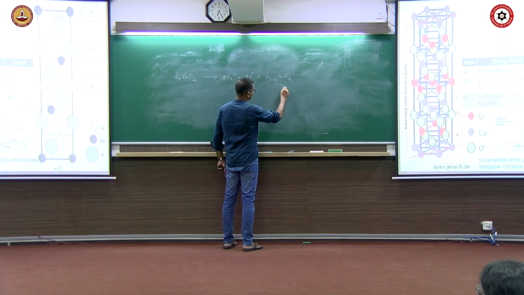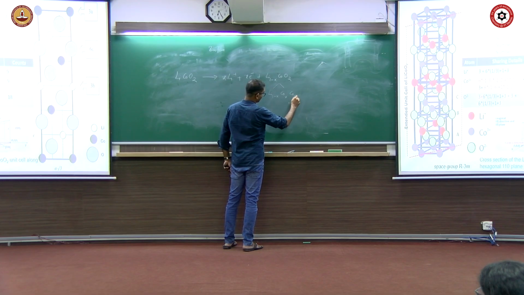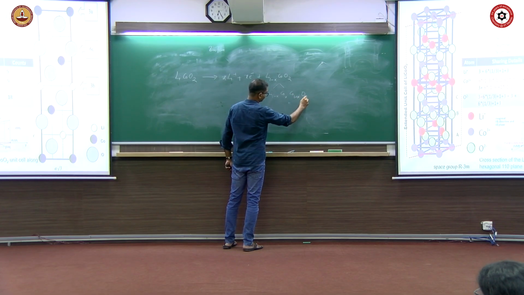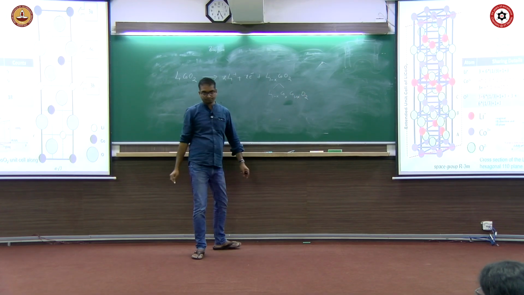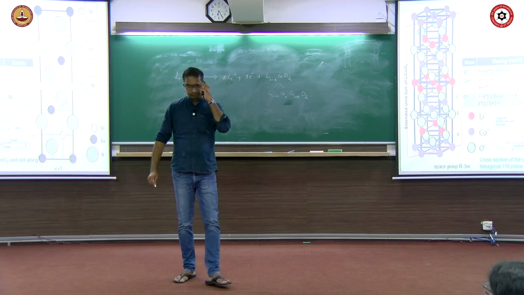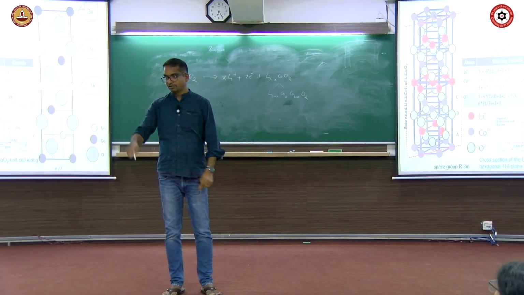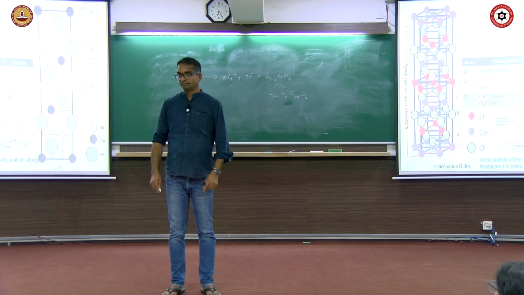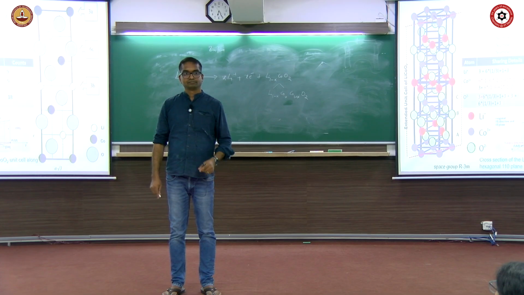Now I am going to write very precisely Li 1 minus x Co x Co 1 minus x O2. Why did I do this?